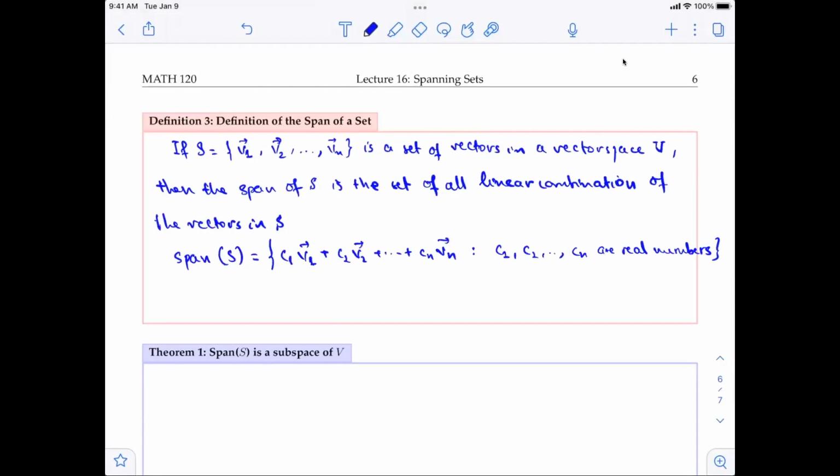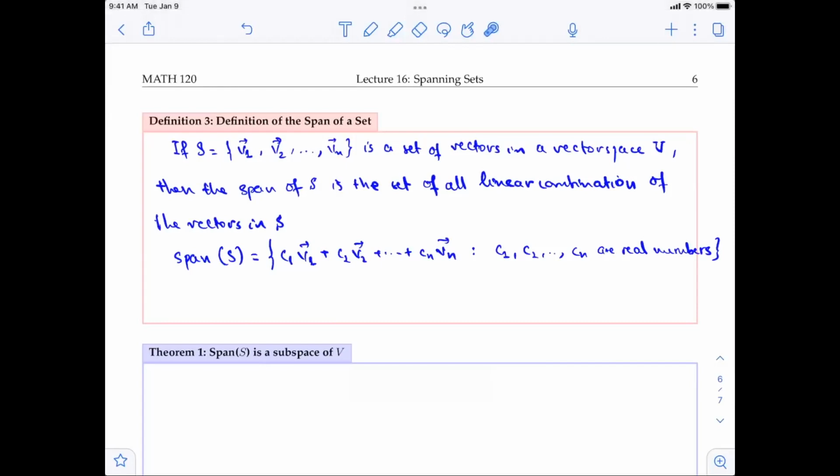And usually we denote the span of a set as span S, or span of v1, v2, v3, up to vn. Okay, so that is the definition of the span of a set. If you have a set of vectors, then the span of that set is also a set, but this set is the set of all linear combinations of the vectors in S.